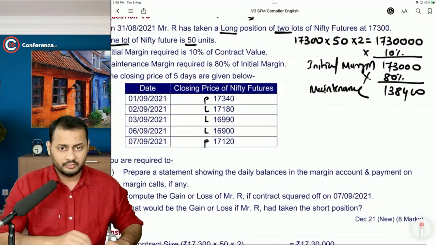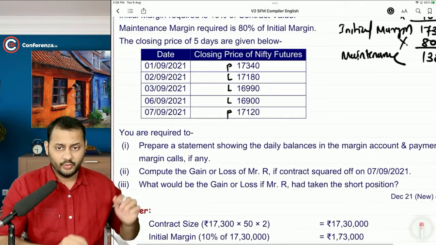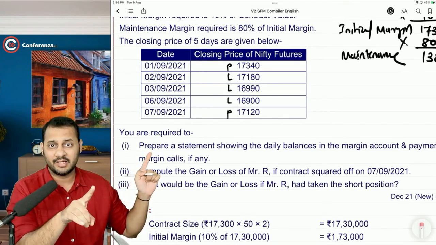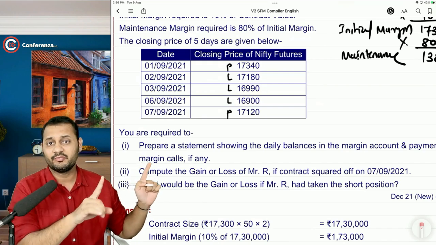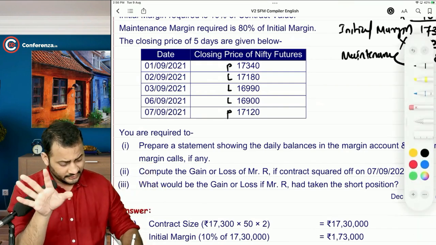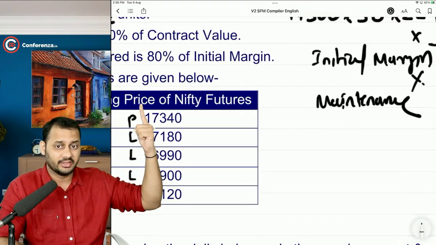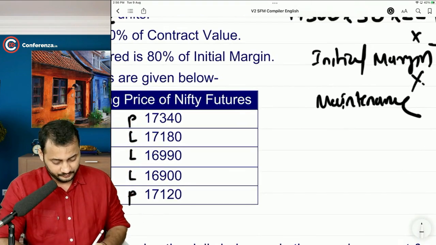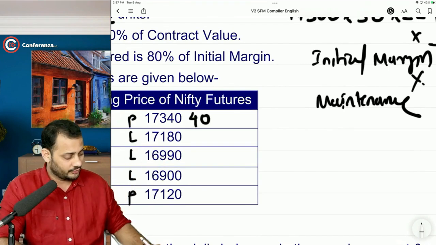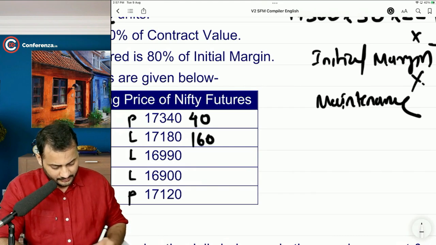Okay. So let's start with the questions first. You are required to prepare a statement showing the daily balances in the margin account and payment of margin calls, if any. This is very easy. Let's first do this. It's very simple, sir. You started with 17,300. Now it's 340. That means a profit of 40 rupees. From 340 to 180, there will be a loss of 160 rupees.